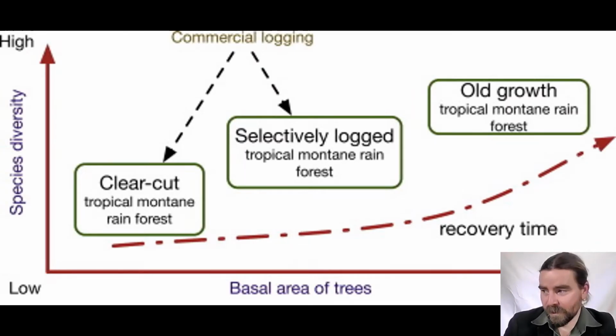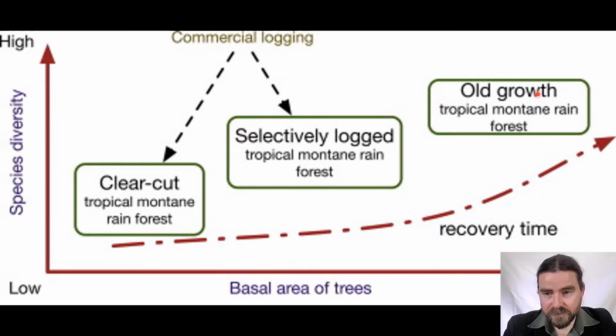Let's have a think about what this graph is telling us. The vertical axis is species diversity. If the dot is low, there's not a lot of diversity, i.e. lots of extinctions, and if the species diversity is high, it means there's lots of different plants and animals. So if you clear cut, you have low species diversity, because you cut all the trees down, so the animals have got nowhere to live, so they die.